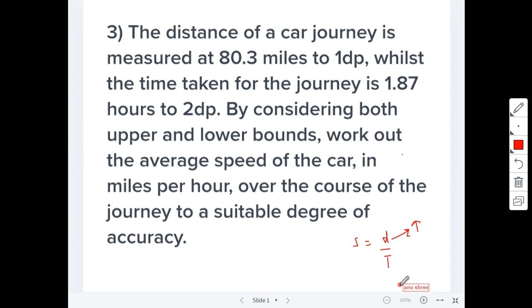So the number at the top, the numerator, should always be bigger. See, it's a very simple concept. If you want to maximize speed, what value will you increase, distance or time? Simple. If you want to increase the value of speed, what will you increase, the distance or the time?